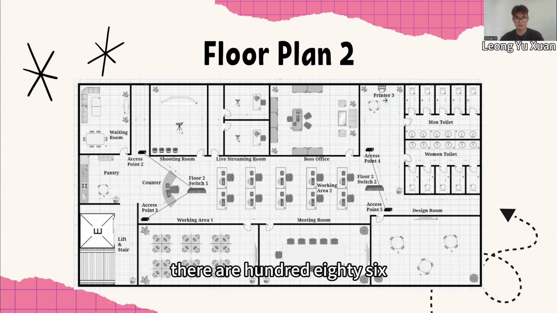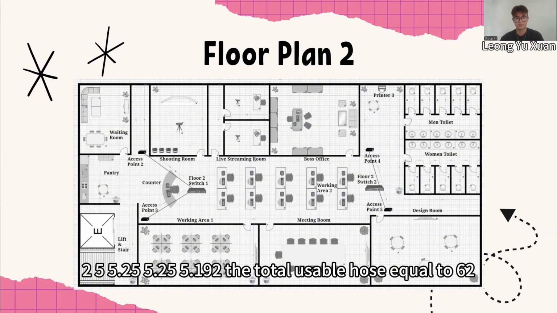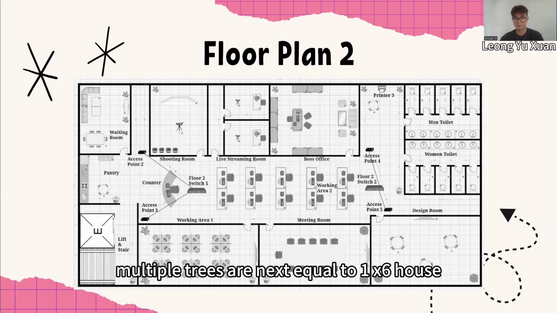There are 186 hosts on floor 2, as there are 3 subnets, each having a subnet mask of 255.255.255.192. The total usable hosts equal 62, multiplied by 3 subnets, equal to 186 hosts.